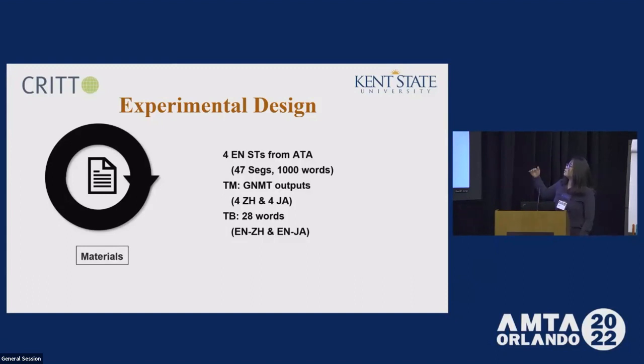And we also checked the GNMT output to see what has errors about terminology, in both the English to Japanese and English to Chinese language pairs. We collected 28 words that already had terminology errors in the GNMT outputs, and we corrected them manually, and we generated this term base for all of our participants to use as a provided term base in the Trados interface.